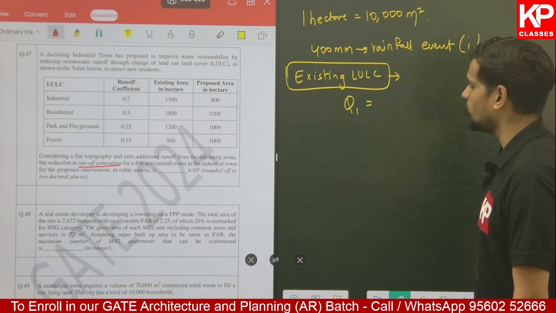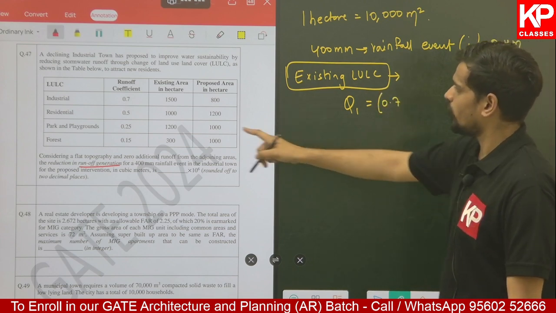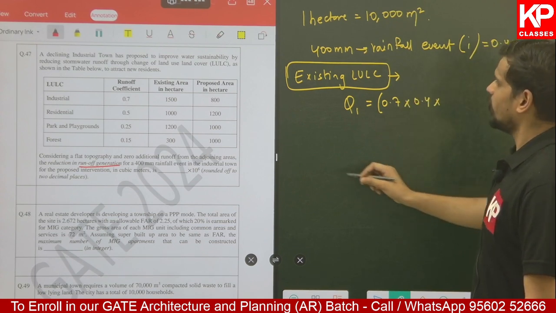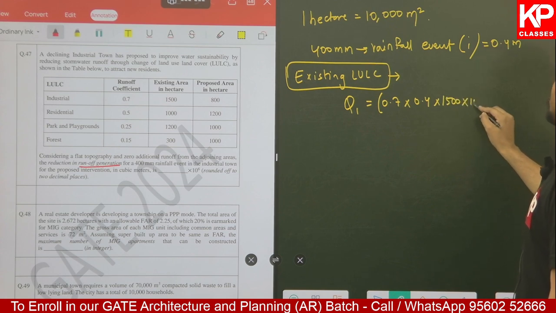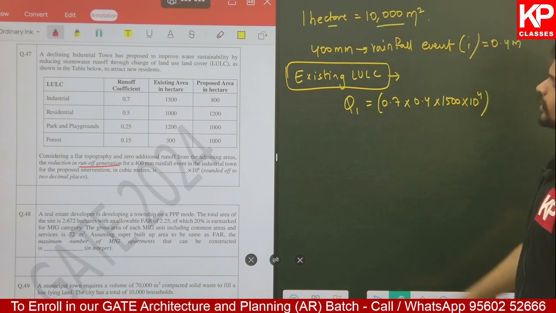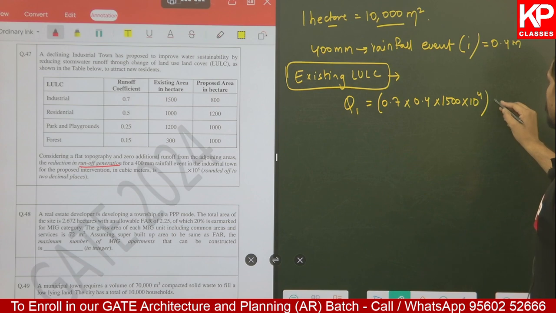Q1 is equal to, starting with the industrial part, the coefficient of runoff is 0.7, intensity of the rainfall is 0.4, into area is 1500 into 10 to the power of 4, because 1 hectare is 10 to the power of 4 square meter. That's just for the industrial part.